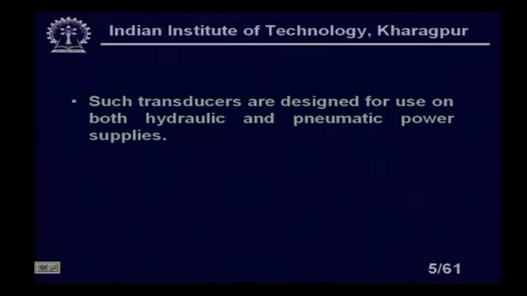It is used with pneumatic and hydraulic power supplies. The pneumatic system is operated at an air pressure range of 15 to 30 psi. I am talking about the supply pressure, but the range of the controlled output which we will get from the pneumatic system, our flapper nozzle system, is 3 to 15 psi.